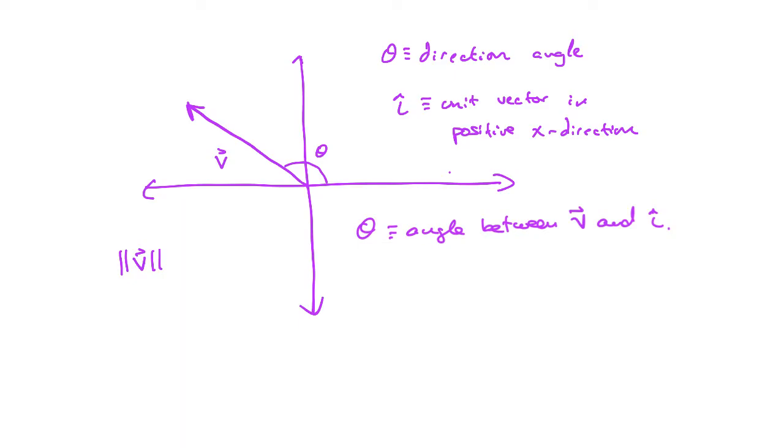Well, if we have that direction angle, then v we can actually write as the components being the length of v times the cosine of the direction angle in the i direction, and then the length of v times the sine of the direction angle in the j direction.